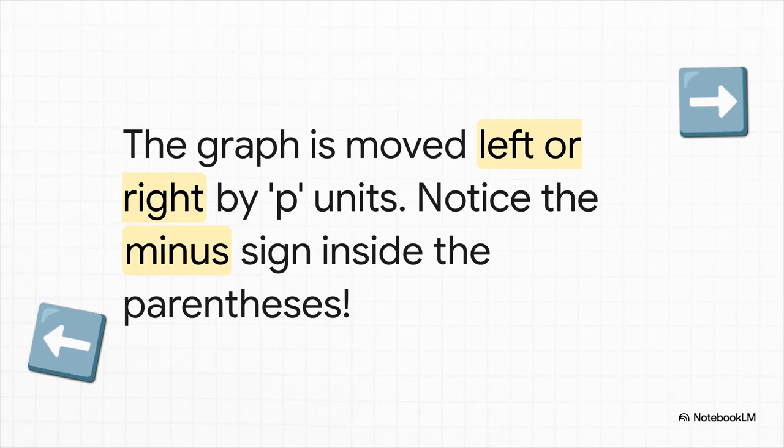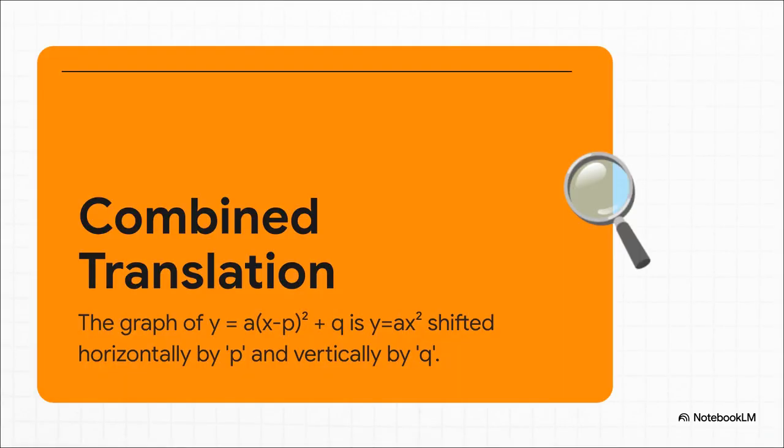If you see x minus 3 in there, it actually moves the graph 3 units to the right. And if you see x plus 3, that's like saying x minus negative 3, so it moves 3 units to the left. And of course, we can do both at the same time. This is where it all comes together.